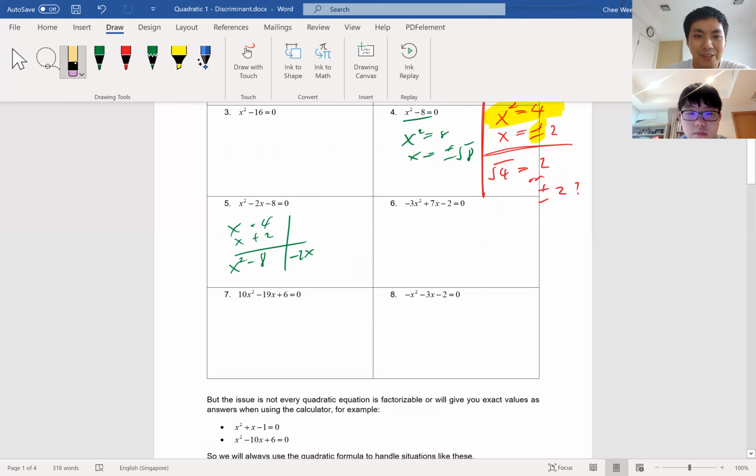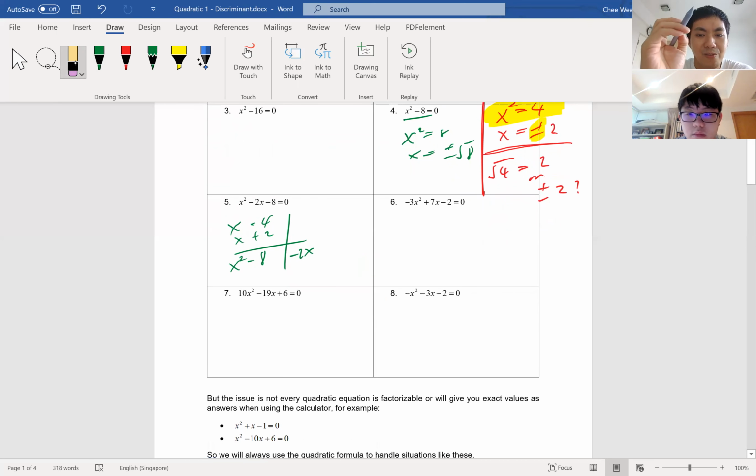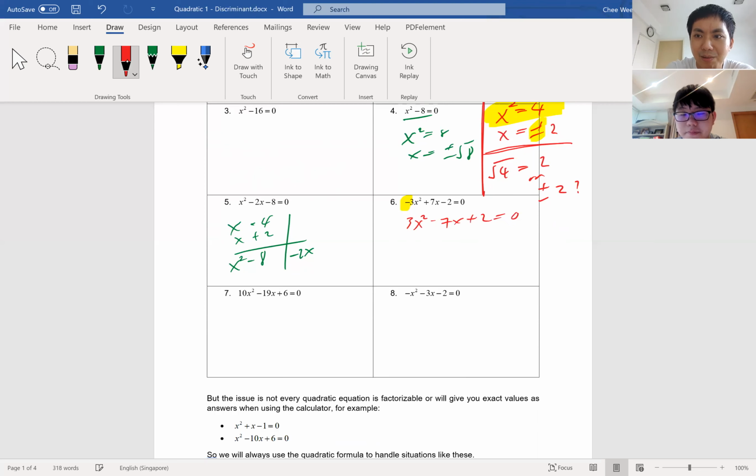So this is the factorization method, and the troublesome bit is when your leading coefficient is negative. Sometimes some students will write this, so this becomes 3x squared minus 7x plus 2 is equal to 0. When you move from the question to the one in red, you are actually multiplying negative one on both sides. Hence, the polarity switches. But since it's 0 on the right side, it doesn't really matter.